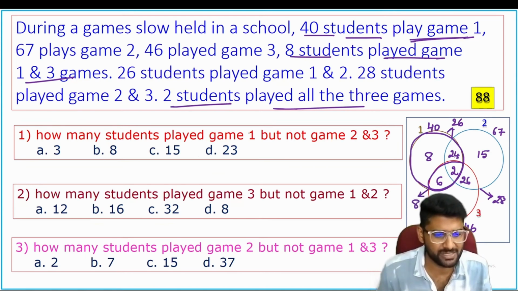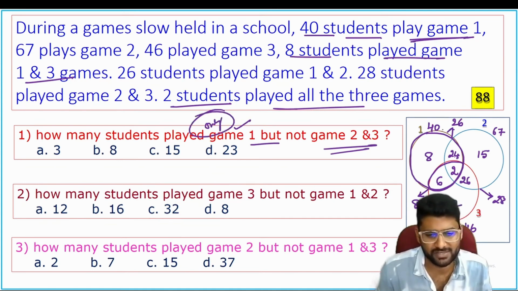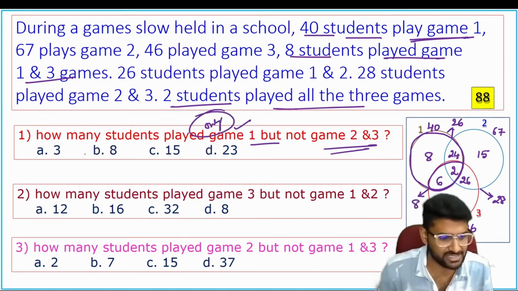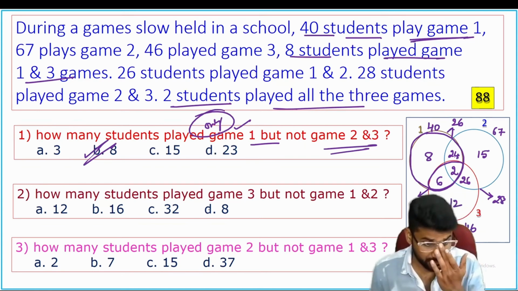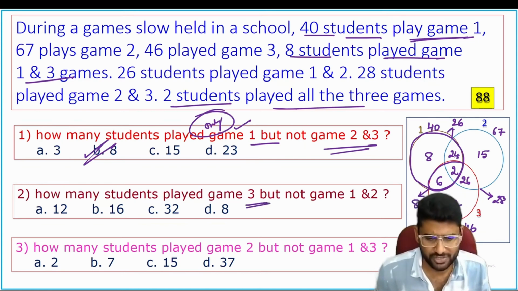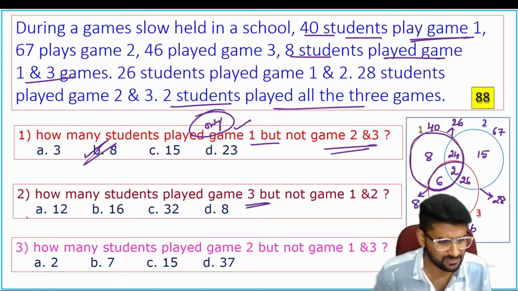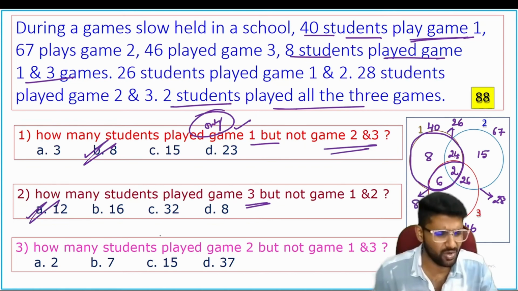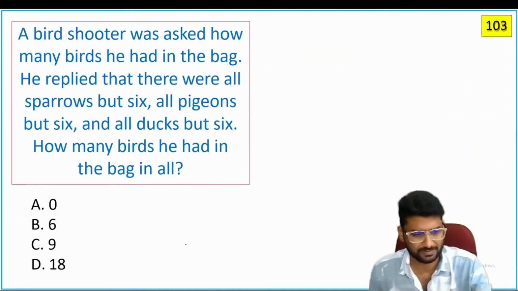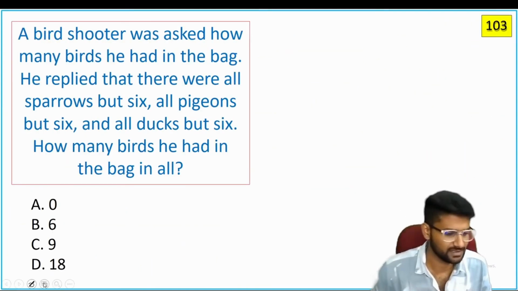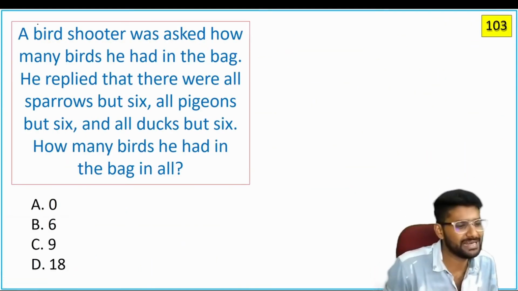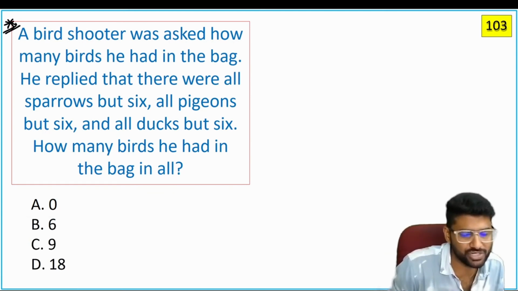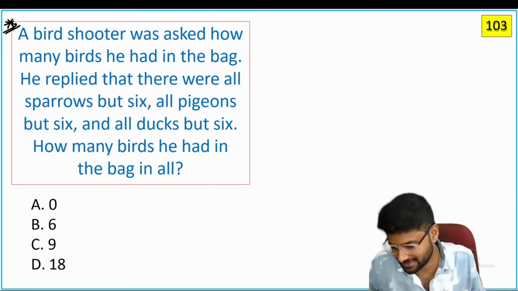The question here: how many students have played game 1 but not game 2 and 3? So game 1 means only game 1. Only. Why? Because you never take circle 2 and circle 3. The answer is 8. How many students have played game 3? So again it is only game 3. How many students are there in only game 3? 12 students. How many students have played game 2 but not game 3? So only. All these questions are part of only conditions. And this is also a most important understandable question. If you understand the theory, then only you will get the answer.